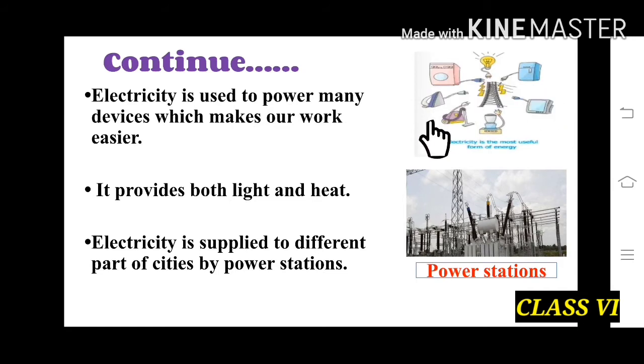So in this picture we can see that electricity is the most useful form of energy and electricity is being produced from the power station to the different house appliances, that is washing machine, bulb, refrigerator, TV, mixer, vacuum cleaner and iron machine. All these appliances produce light and heat. In this picture we can see that electricity is supplied to different parts of cities by this power station.